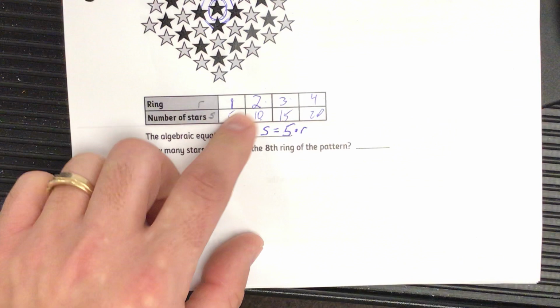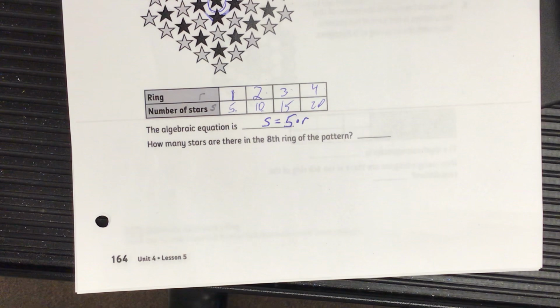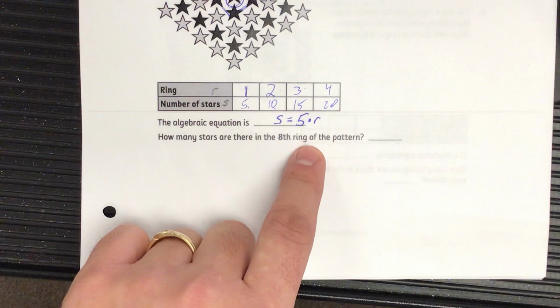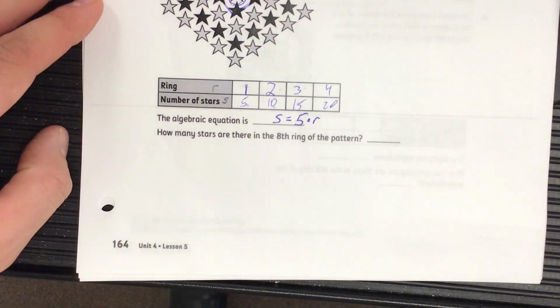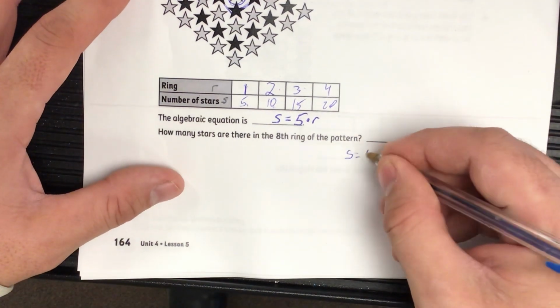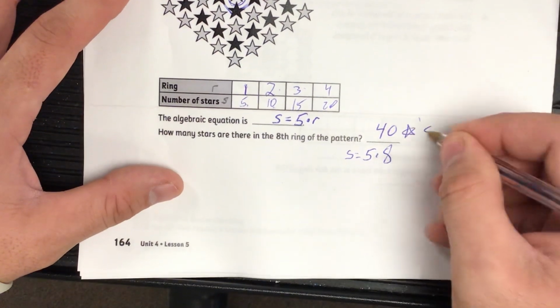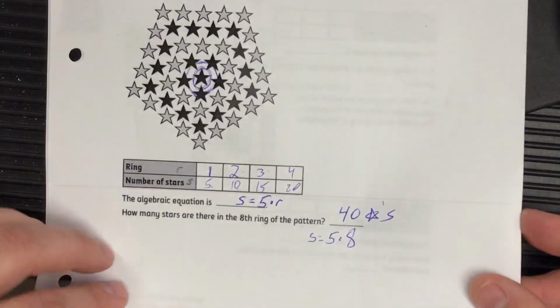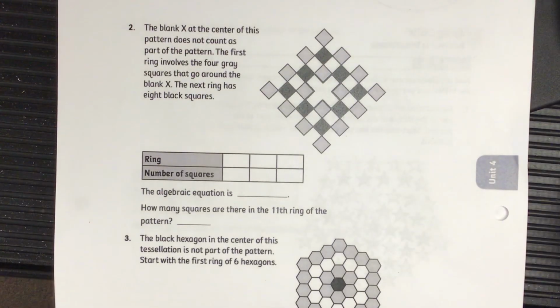5 times 1 is 5. 5 times 2 is 10. 5 times 3 is 15. 5 times 4, 20. So now I should be able to answer. Kira. 8th ring. How many? Landon, this is just for Kira. 40. Number of stars equals 5 times the 8th ring. 5 times 8 is 40 stars. Capiche? Next one. Again, patterns. Do one more together and I'll have you try one.